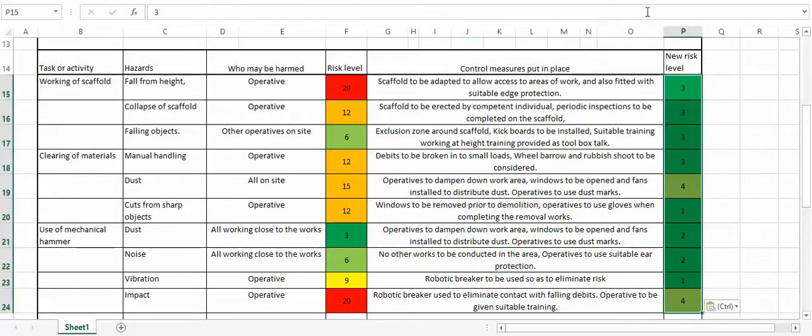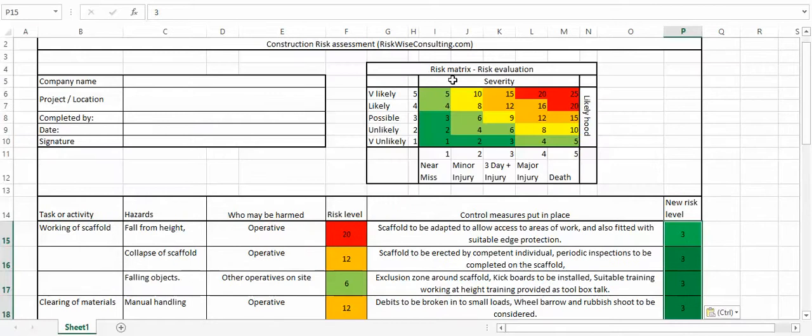Finally, I've added the new risk levels. It's important to remember that with risk levels, it's often the likelihood that you reduce rather than the severity, I'm afraid. The severity often stays the same. For example, the likelihood of a scaffold collapse can be reduced by making sure that it's been inspected and properly constructed. However, the severity would remain the same if it collapsed. This is generally the case for most risks.